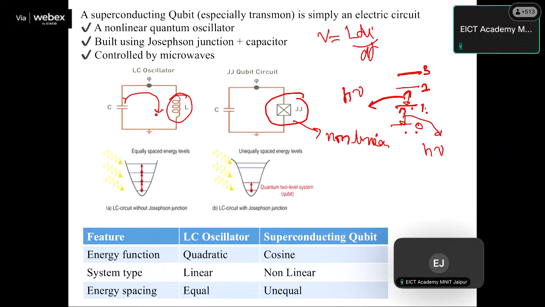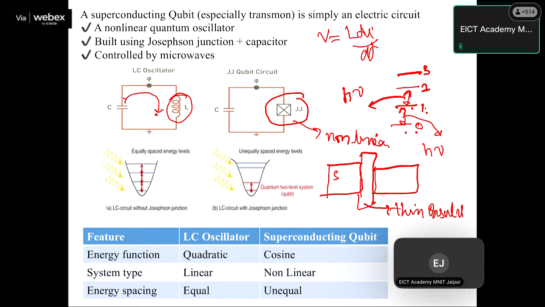You must have studied this junction is formed by two superconducting materials joined by a thin insulating layer. This is the thin insulating layer. This is superconducting material 1. This is superconducting material 2. Now what happens is that here the electrons form Cooper pairs and they travel through the tunnel, that is through the insulation, to make a circulation of current throughout the circuit.